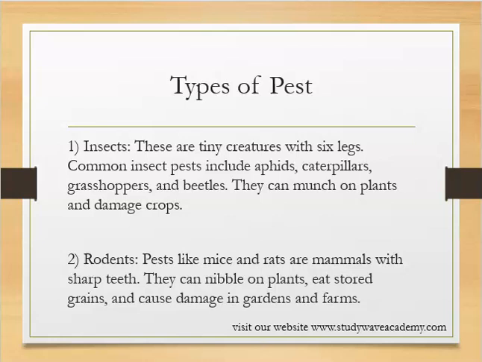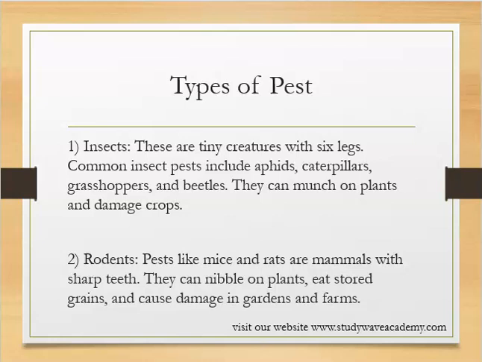We have the rodents. We have pests like mice, rats, and mammals with sharp teeth. They can nibble on plants, eat stored grains, and cause damage in the gardens or farm. We all know rats, right? Mice. They have sharp teeth in front. They can nibble and eat your plants. They can also eat your grains where you store your harvested food, and it will cause damage to the products, your garden, and your farms.